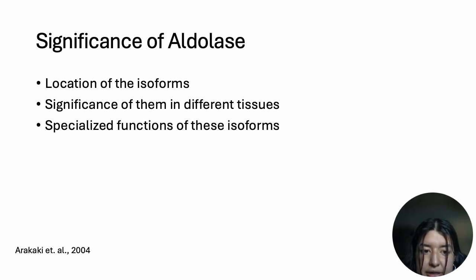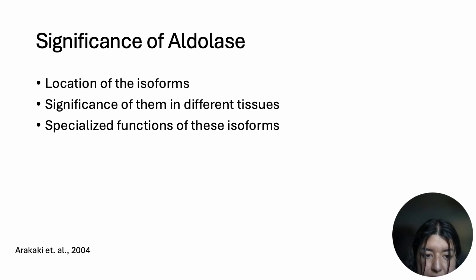Lastly, we're going to go over aldolase C, which is normally localized in the brain. This isoform is important for glucose metabolism in neural tissues, supporting the high energy demands of the brain. Aldolase C may also play roles in neuronal signaling and development, highlighting its importance in maintaining brain function and health.